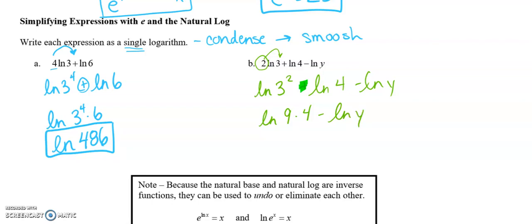Then what? Well, now we've got subtraction. Where did subtraction come from? Subtraction came from division. So we will divide now, again, taking the 2 logs, combining them into 1. We'll have the natural log of 9 times 4 is 36, divided by y. Again, log base e, also known as the natural log. The rules are the same. Nothing has changed.